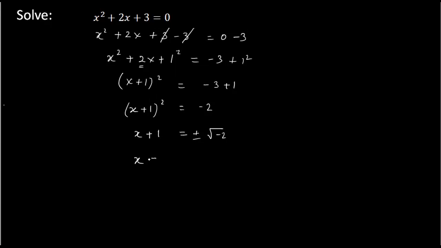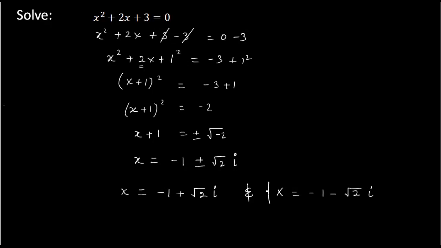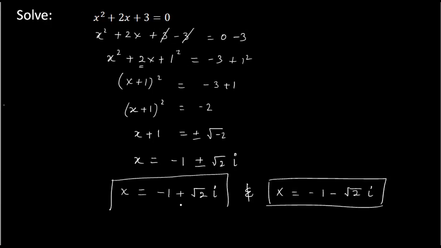So here we get x equals negative 1 plus minus square root of negative 2, which is simply square root of 2 times iota. So here we get x equals negative 1 plus under root 2 iota, and x equals negative 1 minus under root 2 iota. Here we get a pair of complex roots. And this is the beauty of the method of completing the square, that whether we have real roots or complex roots, after applying this process, we are able to find the roots of any quadratic equation.